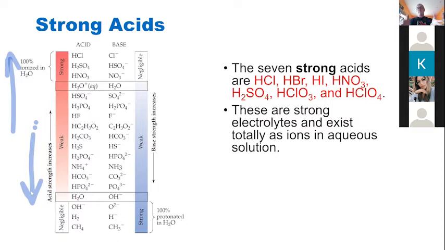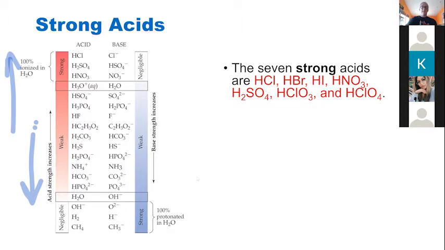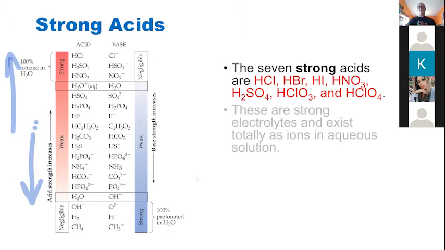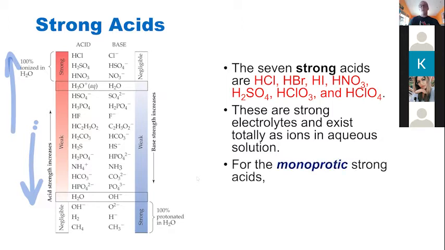So if I have a 1 molar concentration of HBr, for instance, I have 1 molar H plus and 1 molar Br minus. They completely break down. So what does that mean? These are monoprotic strong acids. They all release 1 H plus. So the concentration of H plus is the same as the concentration of the acid.